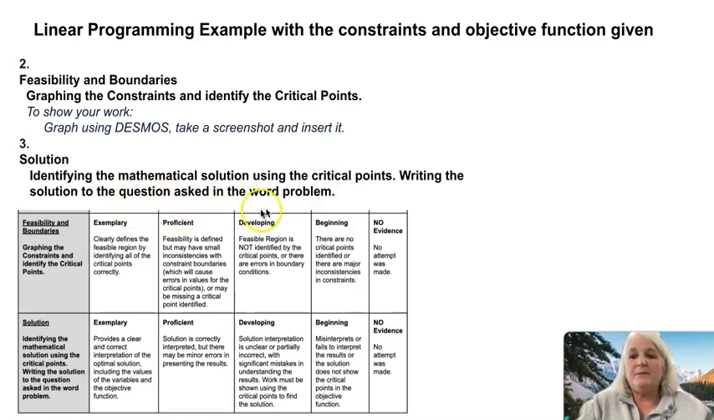So on our rubric you'll be graded on, we're going to look at the exemplary because that's what we're shooting for. Exemplary clearly defines the feasible region by identifying all of the critical points correctly. So that's with the feasibility and boundaries. And with the solution, exemplary provides a clear and correct interpretation of the optimal solution, including the values of the variables and the objective function.